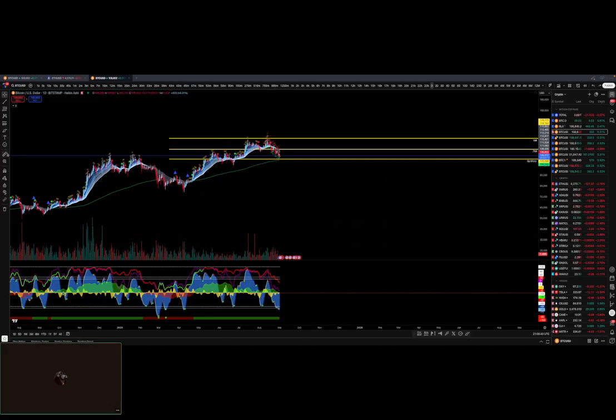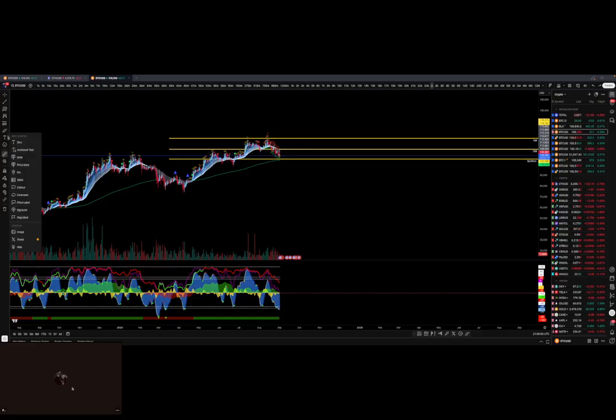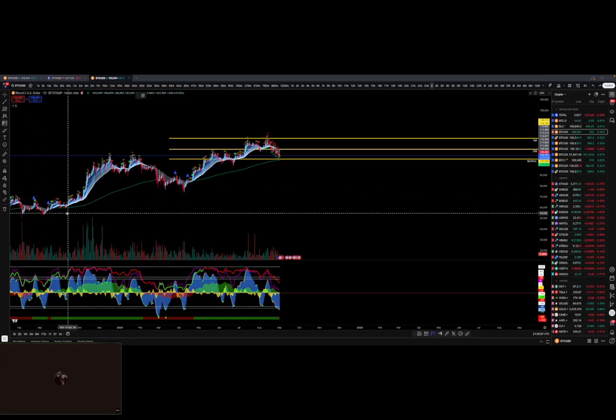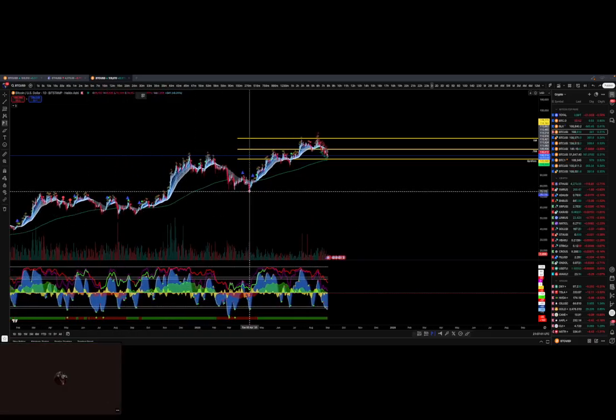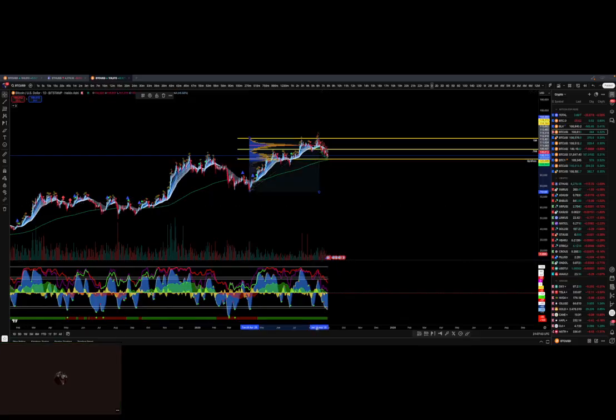So another thing I like to do is I like to come over here to my fixed volume range, right? And in the same area, I want to pull that same area. I want to see what's going on, right? So right here at our GP, we got ourselves a nice little POC.